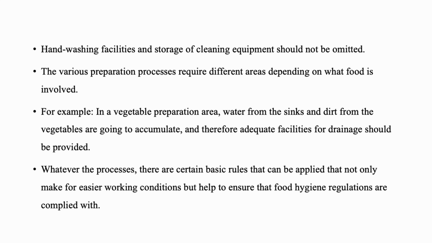Handwashing facilities and storage of cleaning equipment should not be omitted. The various preparation processes require different areas depending on what food is involved. For example, in a vegetable preparation area, water from the sink and dirt from the vegetables are going to accumulate, and therefore adequate facilities for drainage should be provided. Whatever the process, there are certain basic rules that can be applied that not only make for easier working conditions but help to ensure the food hygiene regulations are complied with.